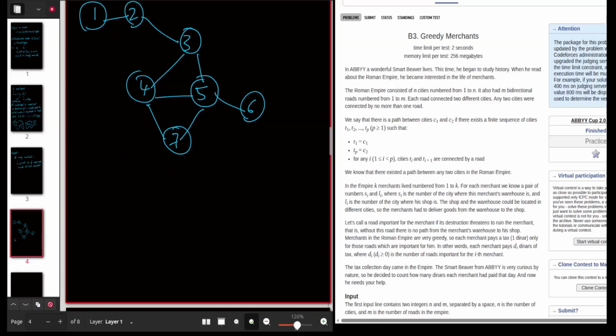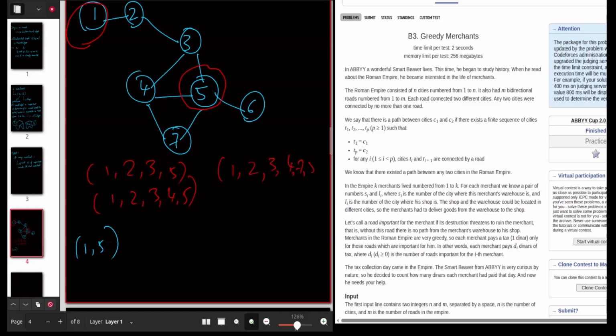But what do we want to find here? Let's take an example. These are the locations of the merchants. Let's take the first merchant's locations, which is 1, comma 5. These two are the nodes we are looking at. In order to reach from 1 to 5, you can go via 1, 2, 3, 5, or via 1, 2, 3, 4, 5, or via 1, 2, 3, 4, 7, 5. So there exist numerous ways to reach from 1 to 5. In all these paths, we have to find edges so that when they are cut, all these paths will be broken, meaning the graph becomes disconnected.